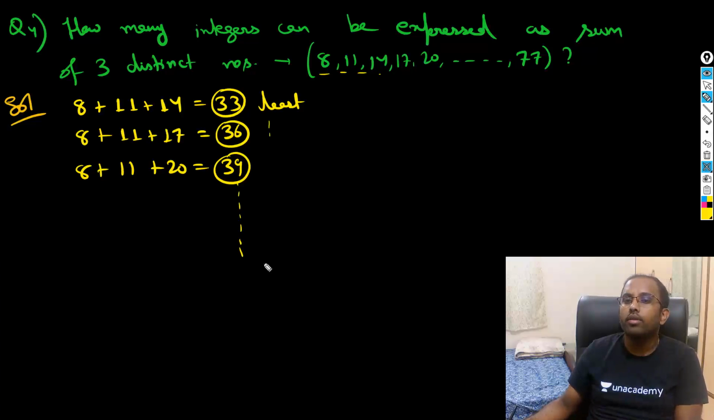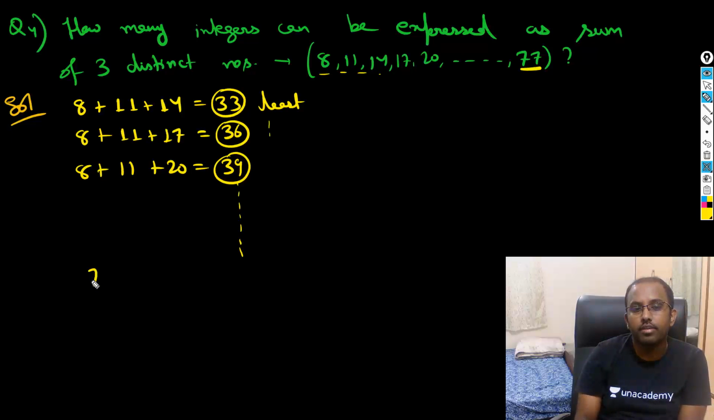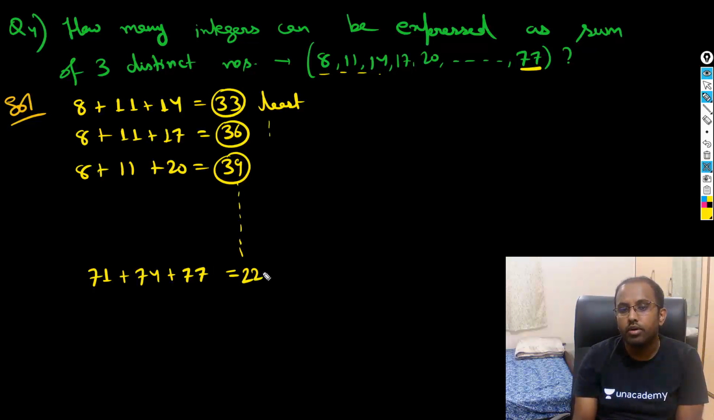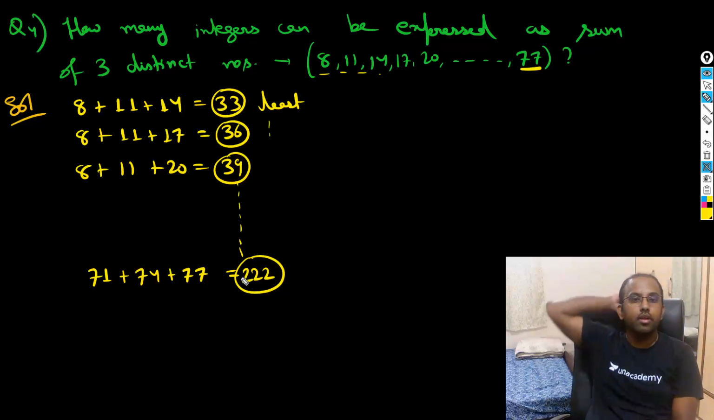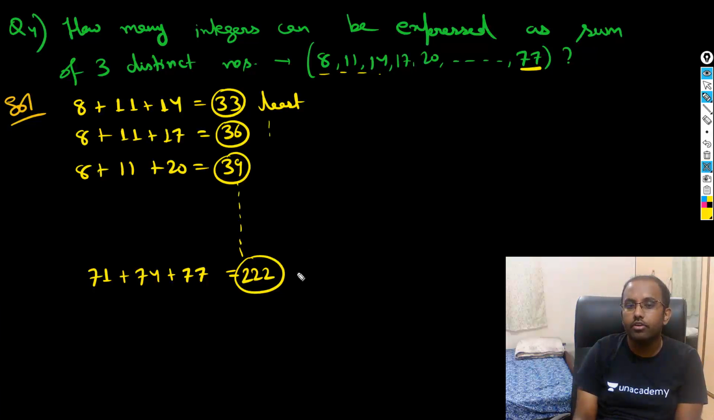Now, what is the last number I'll get in this series? The last number is 77, so just go three numbers back: 71 plus 74 plus 77. That is 145, 222. So 222 is the last number here, the biggest, or the largest number possible.